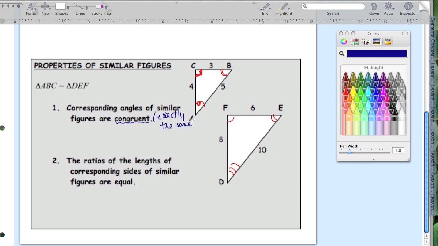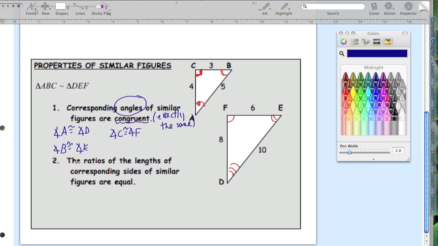So we want to keep that in mind. For instance, in this case, angle A would be congruent, and that's the symbol for congruent, to angle D, because they're exactly the same. We could say angle B is congruent to angle E, because they're exactly the same, and we know that because they're in the same spot of similar figures. And lastly, angle C is congruent to angle F. That only works for angles. We can't do that with sides, just angles.